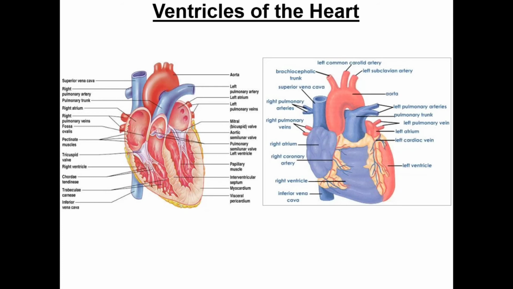The right ventricle pumps blood into the pulmonary trunk. This is the right ventricle. So blood is pushed from here to the pulmonary trunk. The left ventricle pumps into the aorta. This is the left ventricle. It pumps the blood into the aorta. This is the aorta. This is the left ventricle. It pushes or pumps blood into the aorta.